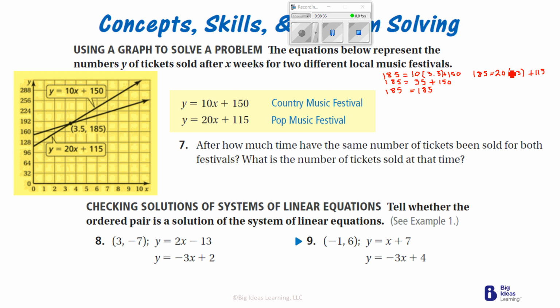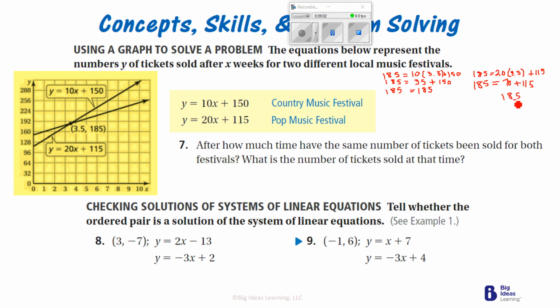And if we do this, we see 20 times 3.5. Well, that's going to give me my decimal over, plus 3.5 times that, that's 70. So 185 equals 70 plus 115. And 70 plus 115 is 185.